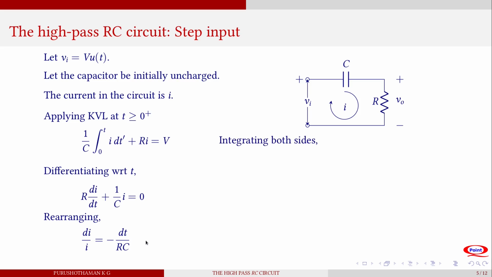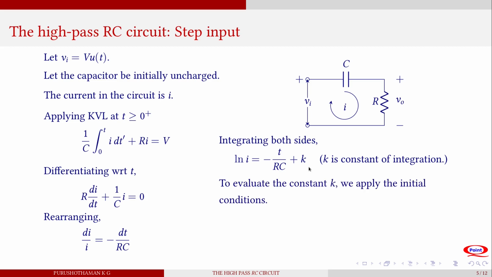Now integrating both sides. The left hand side is di/i, which will give, after integration, natural logarithm of i equal to minus t/RC plus K, where K is a constant of integration. So the solution to our circuit is complete only if we know the value of K. In order to obtain the value of K, we apply the initial conditions.